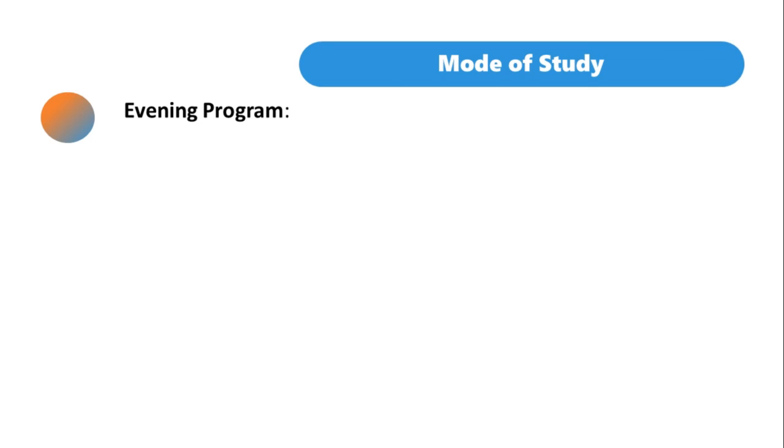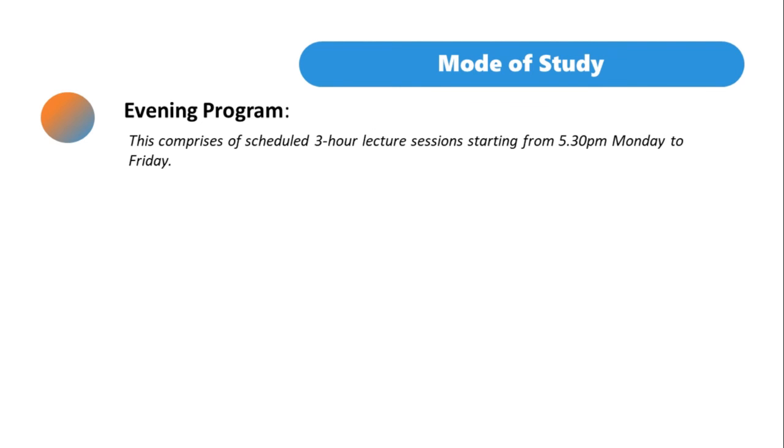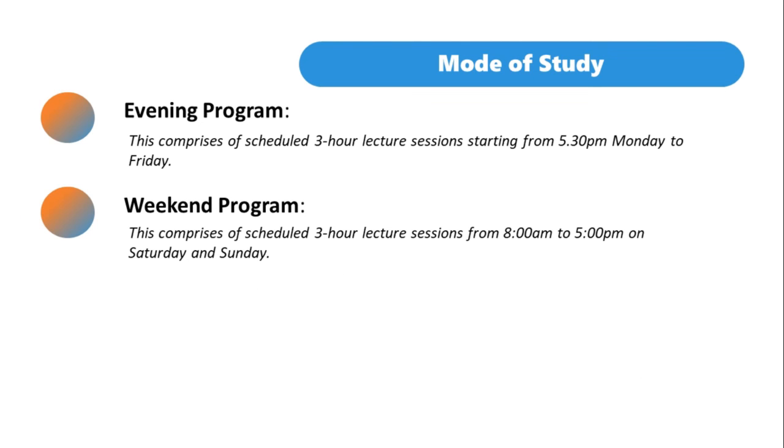So that takes us to the mode of study. So how are you going to take your classes? So at Harvest Training and Consultancy, we have 3 major modes of study. One is the evening program. This comprises of the scheduled 3-hour lecture sessions starting from 5:30 p.m. Monday to Friday. Then we also have the weekend program, which comprises of again scheduled 3-hour lecture sessions from 8 a.m. to 5 p.m. on a Saturday and Sunday. Sundays may not be a full day, but at least it covers the weekend.